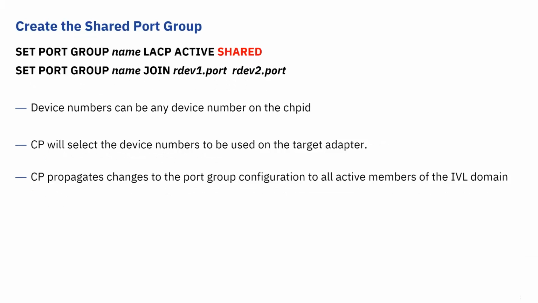Now the set port group, I'm going to do exactly what I've been doing, but I'm going to add the shared attribute, because it is a shared port group, and everything after that is the same. Now, what's kind of cool, if I change the port group definition on one system, it will automatically propagate to the others. If I add or delete an OSA from the port group, I can do it from any of the systems that have that same shared port group defined on them. It will automatically propagate. Don't worry about the device numbers. The system doesn't care what the device number is.